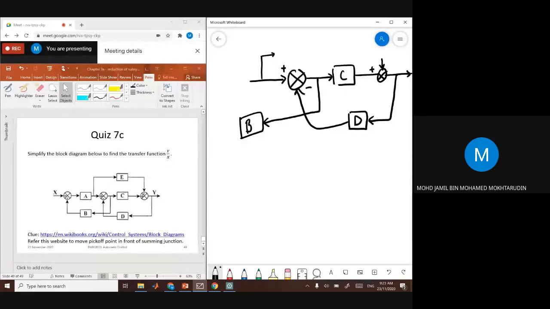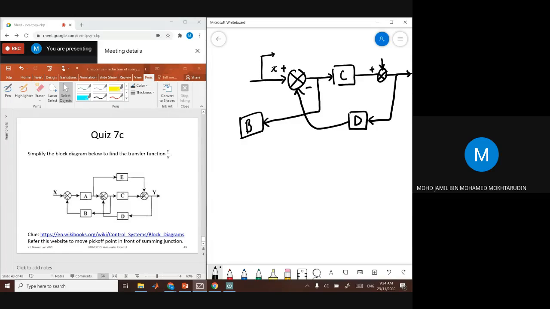Okay, so to simplify this, you need to use the rules given. So apa yang berlaku ialah, katakan sini X. So X yang masuk, dia akan pecah jadi C dan B, okay. So yang masuk ialah X dan D, okay. So X masuk dan D pun masuk dekat summing junction. And then it will split into C or B, okay?